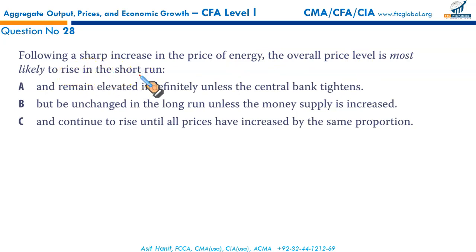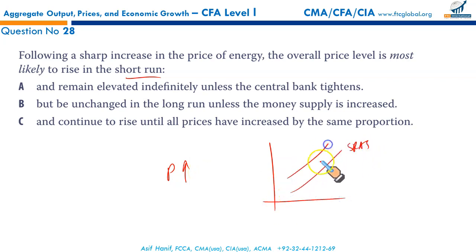Well, it's an interesting question. When energy prices increase, it will cause a shift in the supply curve. Now, this is your short-run supply curve. This will shift inwards. It will shift the short-run aggregate supply curve to the left and thereby reduce the output, and this will result in an increase in prices.